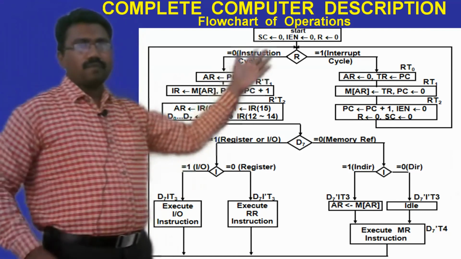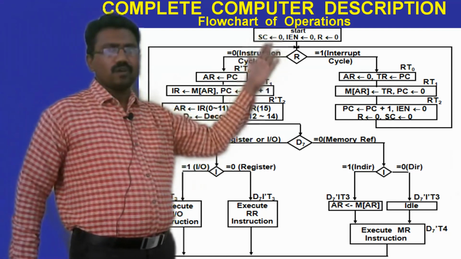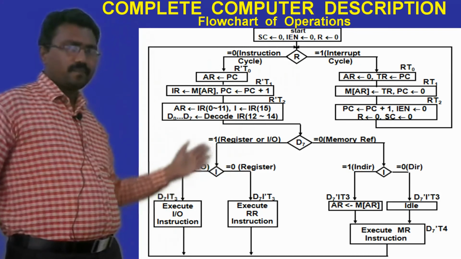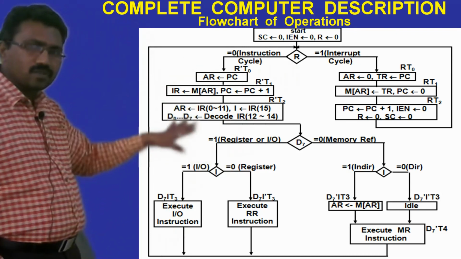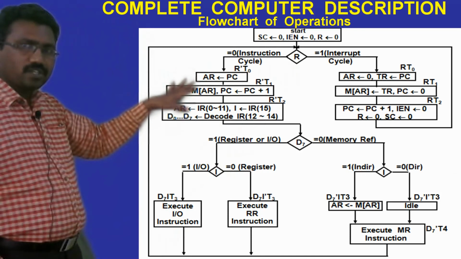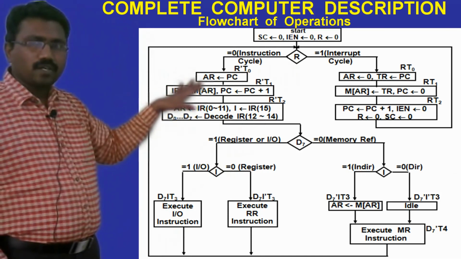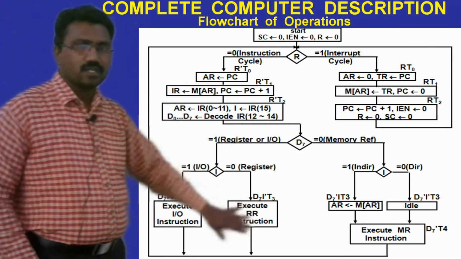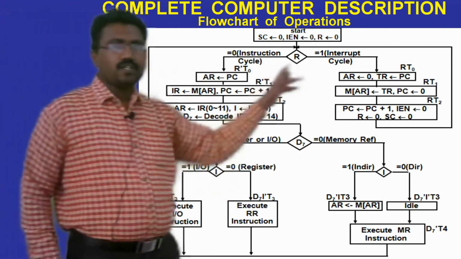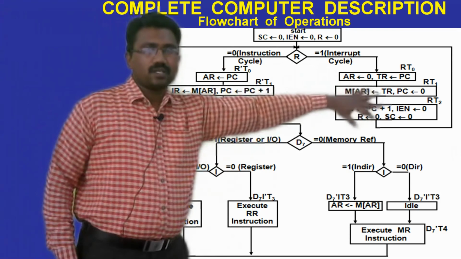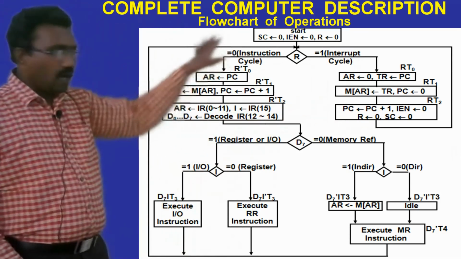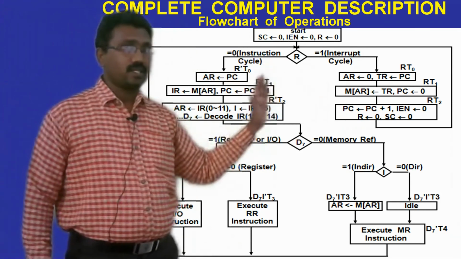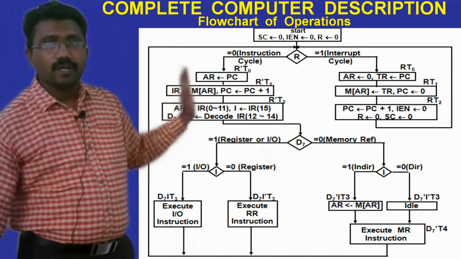Here the R flip-flop, sequence counter is initially 0, IN is 0, R is 0. Just now we discussed R. If R is equal to 0, it is the instruction cycle. You know these steps: R bar T0 fetch, R bar T1 also fetch operation, R bar T2 decoding. You know all these operations we have seen. This is the instruction cycle. And if R is equal to 1, this is the interrupt cycle. Don't confuse: what is the instruction cycle and what is the interrupt cycle, we already discussed. That's about the complete computer description.